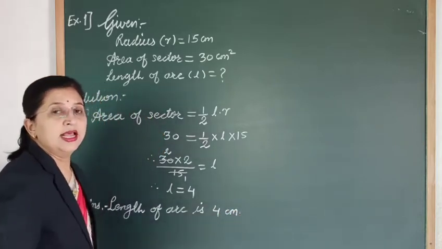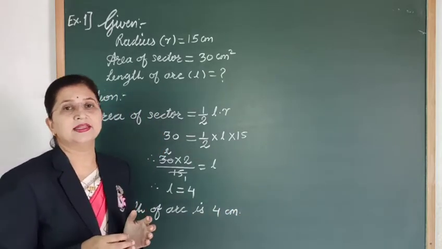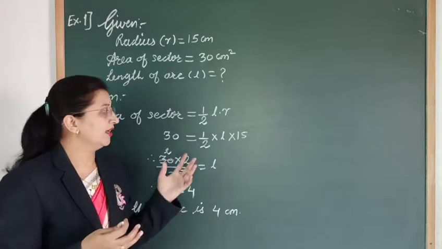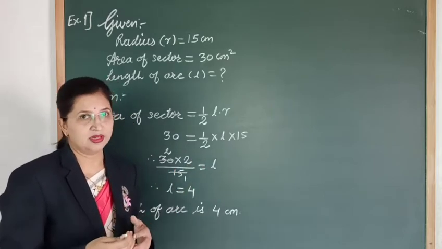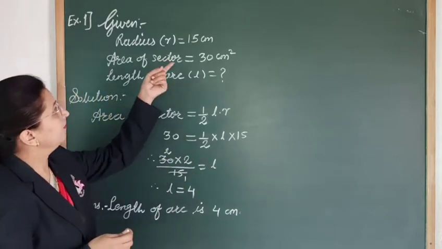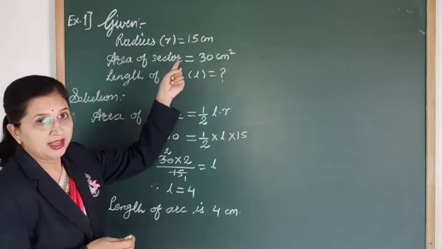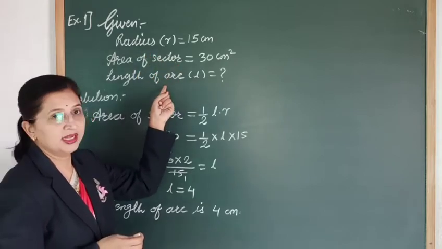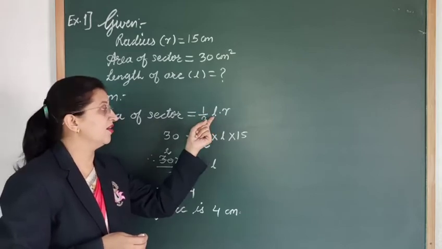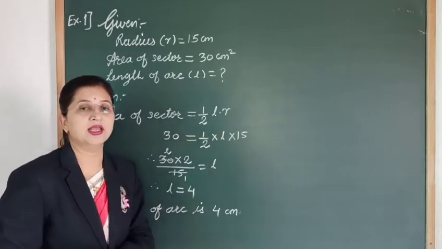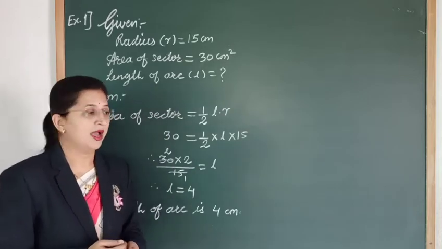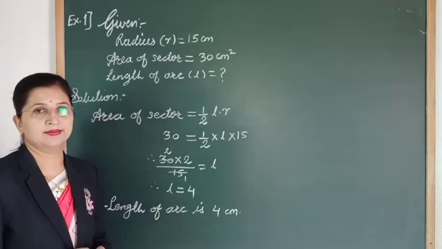So dear students, like this question, we may get it for 2 marks or for 1 mark. We may get it for 1 mark in the MCQ also. So in this way, if the radius is given and the area is given and we are asked to find the length of arc, then we can use this formula. Sometimes we will be given the length of arc and radius, and asked to find the area of sector. In that case, we can use this formula. I hope it's clear to you.